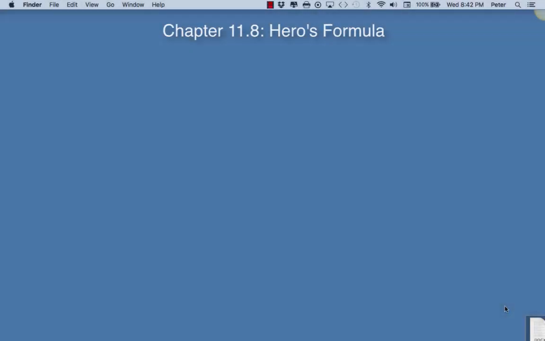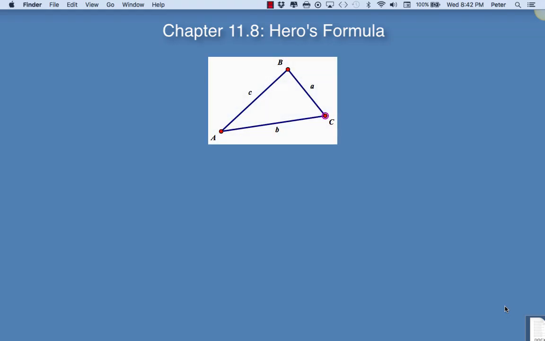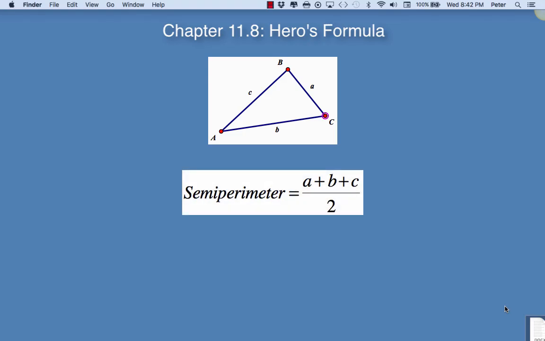We talked about another means of finding the area of a triangle called Hero's formula. Now, Hero's formula was based on the lengths of the sides, and so it was important to recognize those in the formula. The first component of the formula is the semi-perimeter, which is the length of the three sides divided by 2. So it equals A plus B plus C over 2.